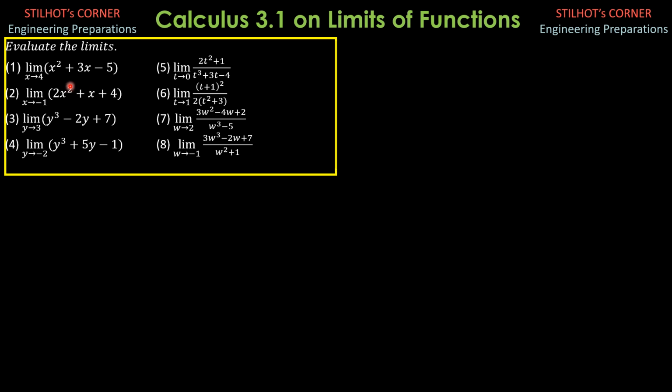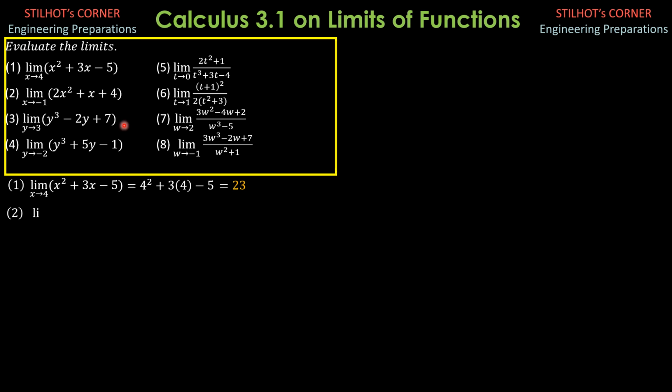So for number 1, since this is simply substitution because there's no indeterminate form here, there's no denominator, we simply evaluate the value by substituting the value of x, which is 4. So number 1, limit as x approaches 4 of x squared plus 3x minus 5 is simply 4 squared plus 3 times 4 minus 5. 4 squared is 16 plus 3 times 4 is 12, so 28. 28 minus 5 is 23.